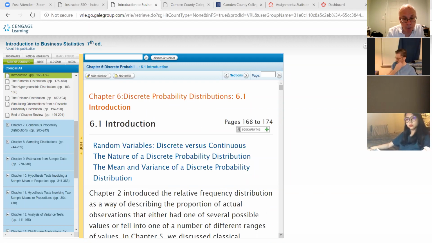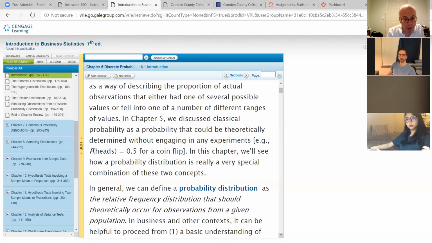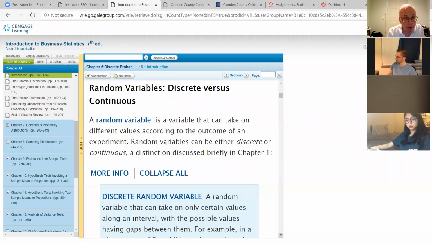What you need to know, number one, is what a random variable is. That's the first thing that we're going to talk about. And a random variable is a variable that can take on different values according to the outcome of a probability experiment. Okay. So you flip a coin once, and you have 2 possible outcomes, heads or tails. So those are 2 outcomes of the probability experiment, and those would be the 2 outcomes for a random variable.